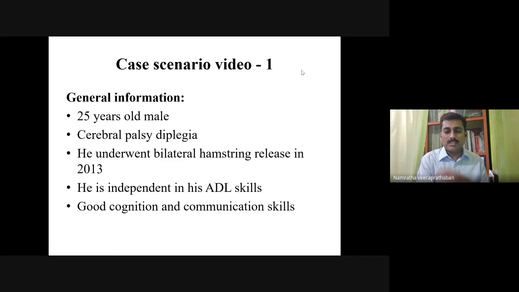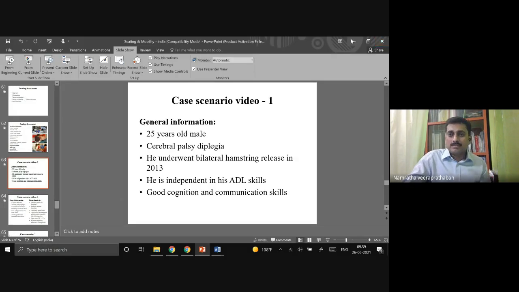Okay, I'll give you general information about this patient. He's a 24-year-old male. He's diagnosed with CP diplegia. He underwent bilateral hamstring release in 2013. As I said in my first class, in the beginning slides, hamstring plays a major role. So already he went for release, which means that he has tight hamstrings. And furthermore, he is independent in his ADL skills. He has good cognition and communication skills.